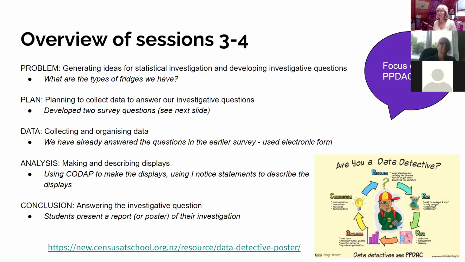So we use the electronic form. And then we get into the analysis. So we're going to use Codep to make some displays and then describe them. And then the conclusion, which really is about communicating their findings.